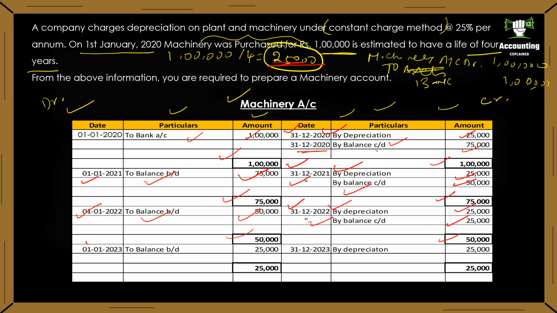On 1st January 2023, you are bringing the balance down. So, to balance brought down 25,000. On 31st December 2023, it is by depreciation 25,000. Now, the asset value has become 0. Total is 25,000 on both the sides. There is nothing to carry down. There is no balance carried down.